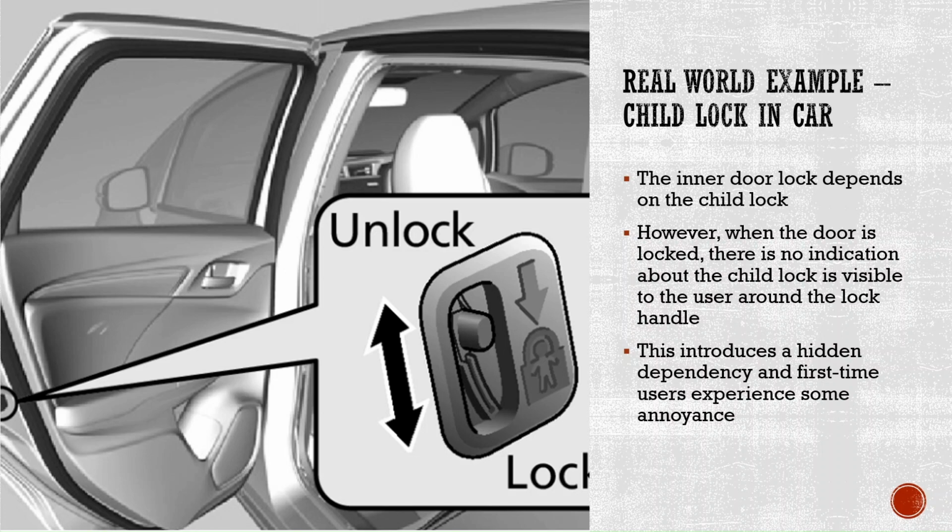The first time adult users can get confused when the door doesn't open due to the child lock. There is a moment of surprise. In this case, the hidden logical dependency is not detrimental. Maybe it is even intentional from the designers, since kids are very intelligent and can deactivate the child lock if it is very evident or visible to the child.